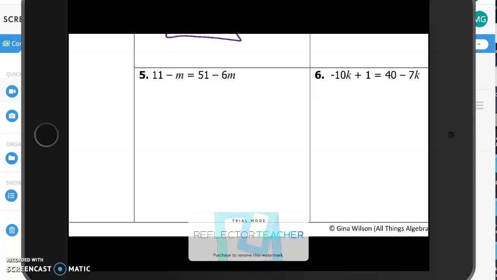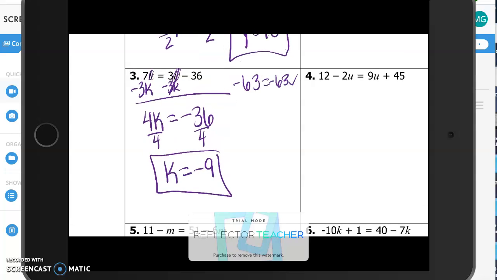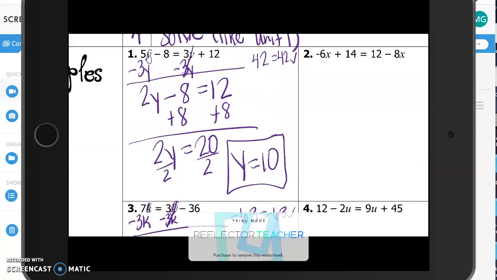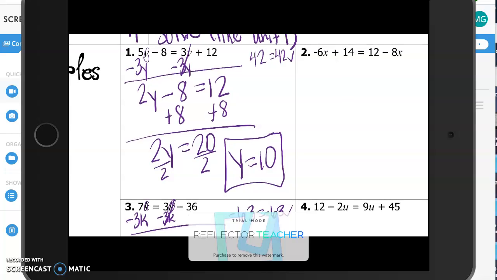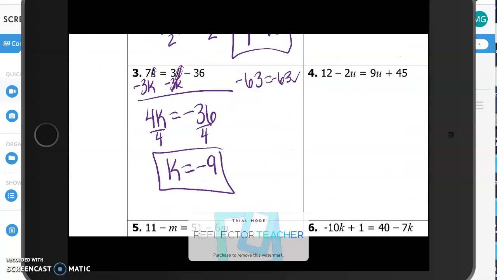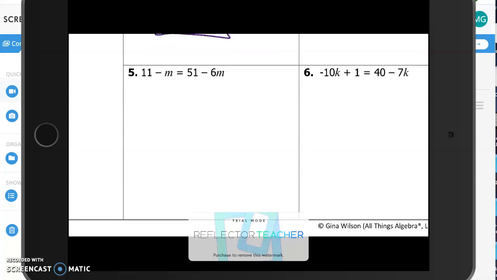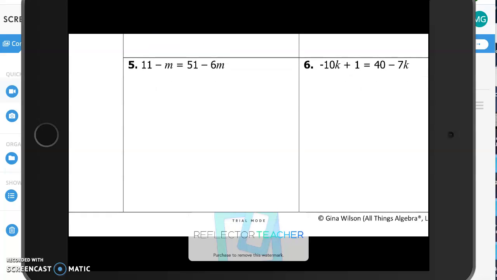Number 5, I'm also going to show you a shortcut on this one. So far we've moved the variable from the right to the left, wrote what we had, then moved the constant from the left to the right. If you feel comfortable, you can actually do that all in one step. So here's what that would look like. You would add 6m to both sides.